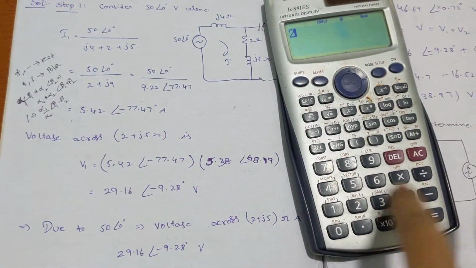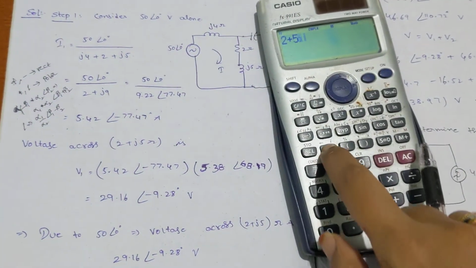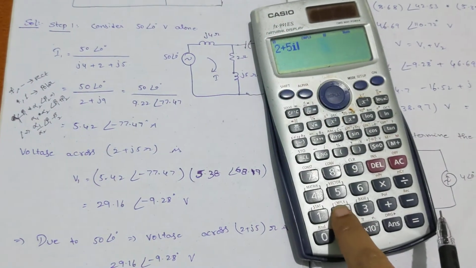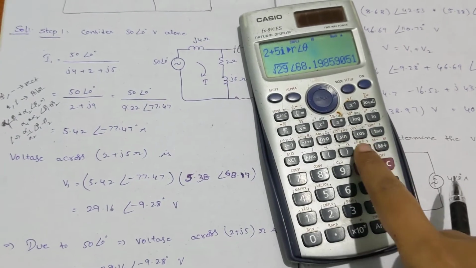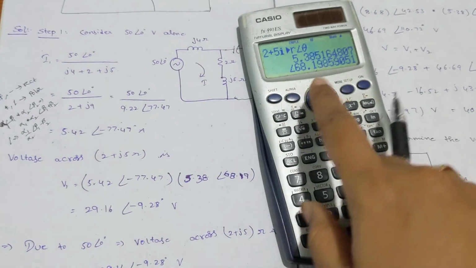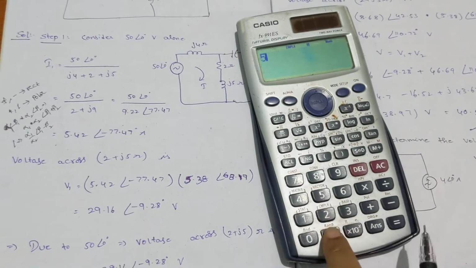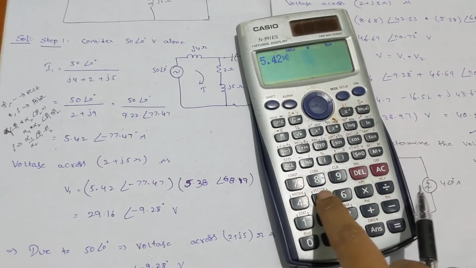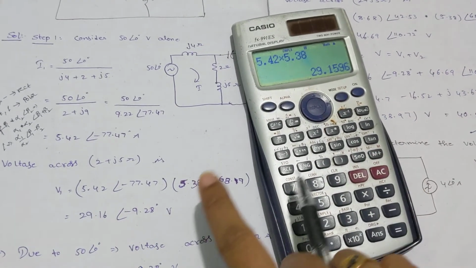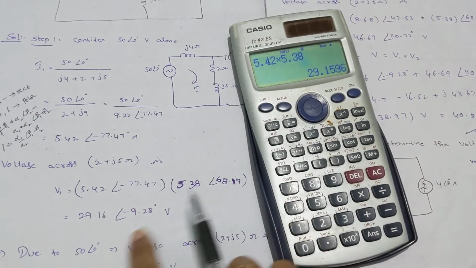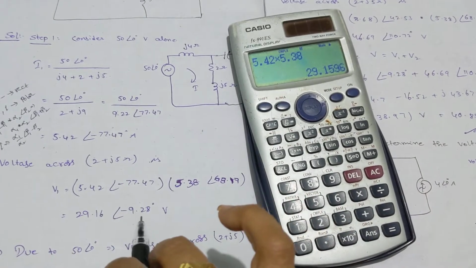Now I should convert this 2 plus 5j into polar form, which is 5.38 angle 68.19. Multiply these two: 5.42 into 5.38 gives 29.16. The angle you can simply calculate in arithmetic: minus 77.47 plus 68.19, it is minus 9.28.